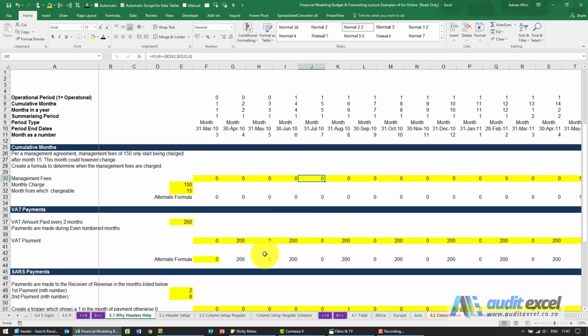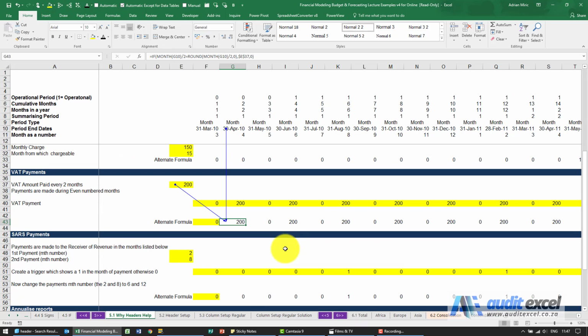What it also allows you to do is to reuse formulas. So if we look here, the alternate formula is here. I'm going to pay VAT every 2 months, and you'll see I've got a calculation that's checking the month using the month function and dividing it by 2 and then trying to figure out is it an even month. If I go a little bit lower down here, you'll see this formula over here for the payments to the tax man is also using the month formula. So we're repeating this month function regularly.